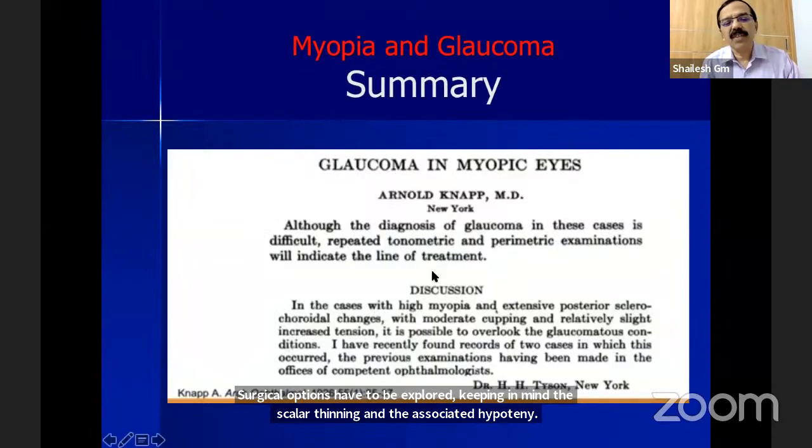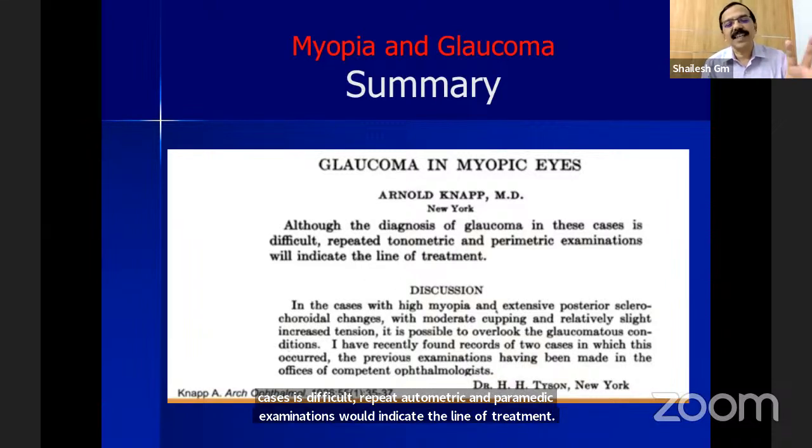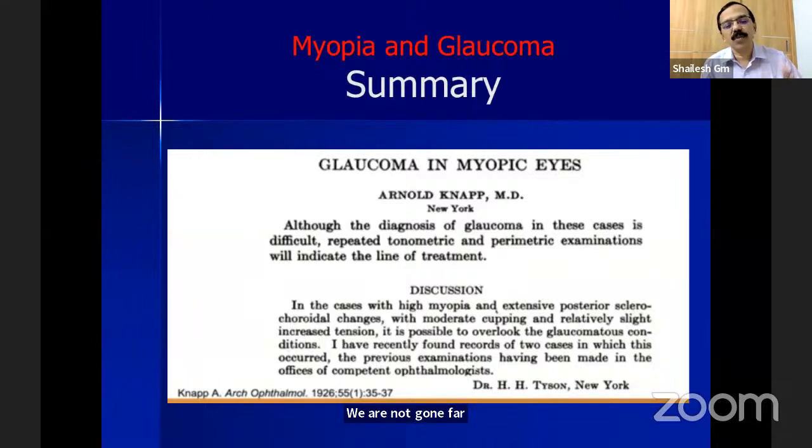Now, to end, this is an interesting slide, an article, Glaucoma in Myopic Eyes by Arnold Knapp. It was done 90 years back, when none of us were born. He said that although the diagnosis of glaucoma in these cases is difficult, repeated tonometric and perimetric examinations would indicate the line of treatment. We have not gone far ahead from this statement, which was made 90 years back. Only OCT and a few other treatment modalities have been added.